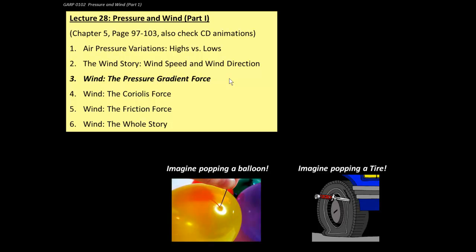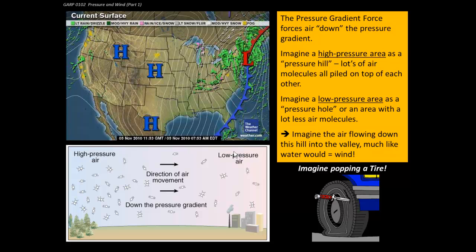Pressure gradient force, you can think of the difference between popping a tire and popping a balloon. So keep that in the back of your mind as we step through this. Now, we talked about this in the first section here. The pressure gradient force, if you will, forces air to blow down the pressure gradient.